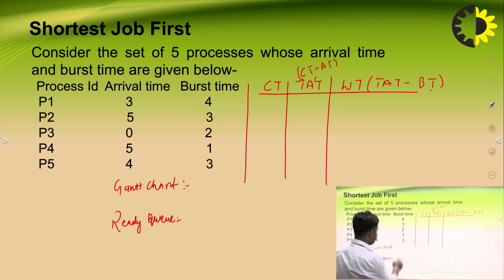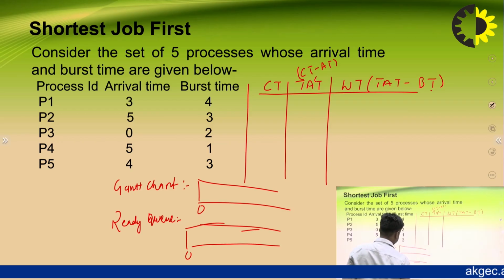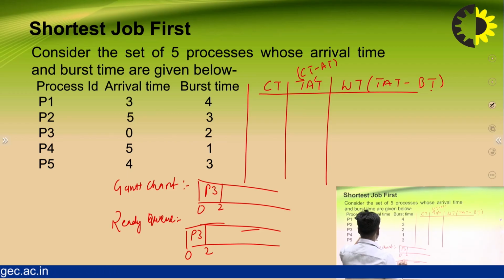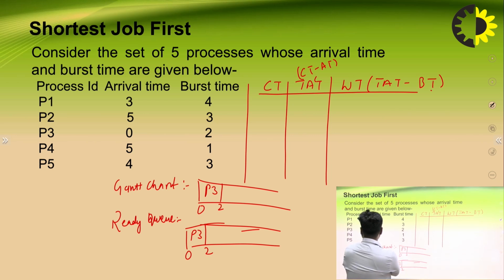Now, this is the Gantt chart. From 0 it is going to start, and the ready queue also is going to start from 0. So at 0, P3 has arrived. P3 has arrived, and P3 has the lowest burst time right now, but the lowest burst time is P4, but P3 has arrived first, so P3 will execute. So P3 will execute 2 times, and after 2 there is no arrival for any process. So next arrival time is after 2, no process has arrived, so we can't see the burst time.